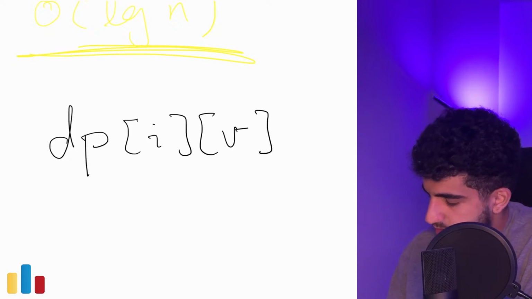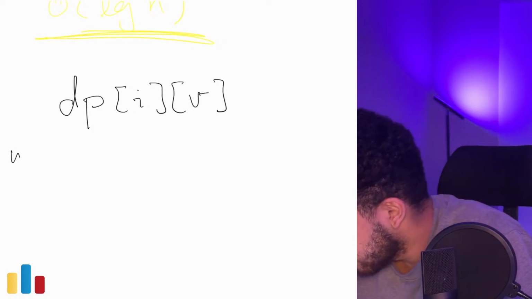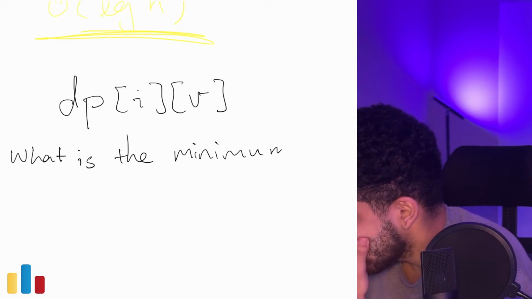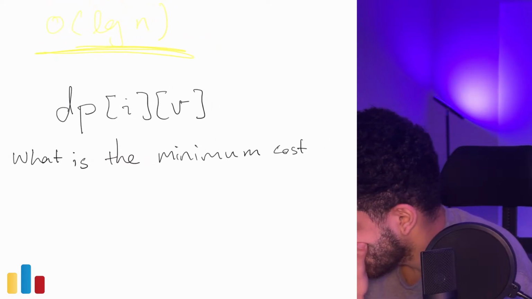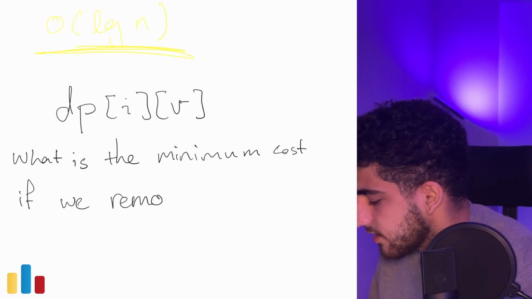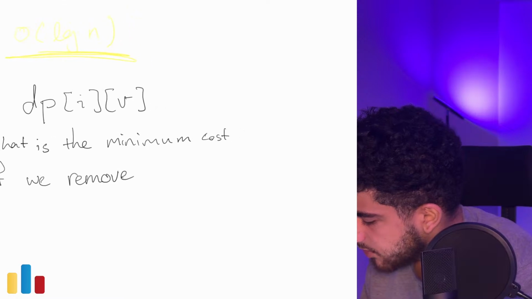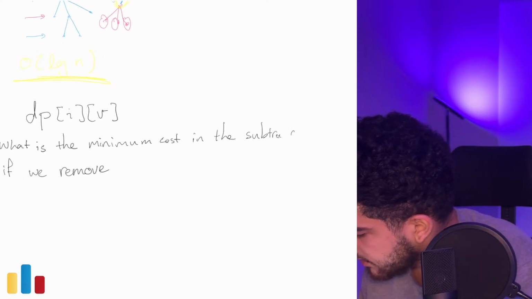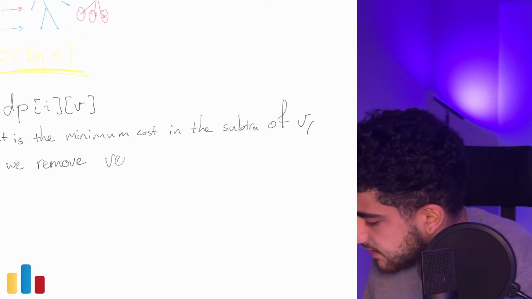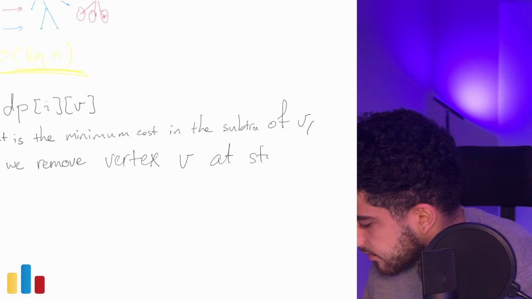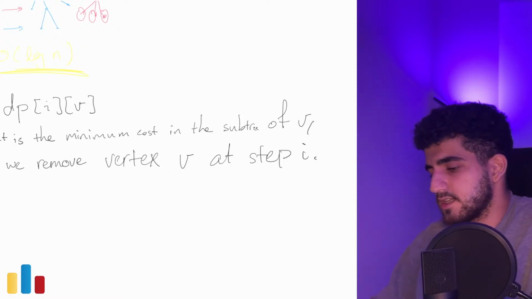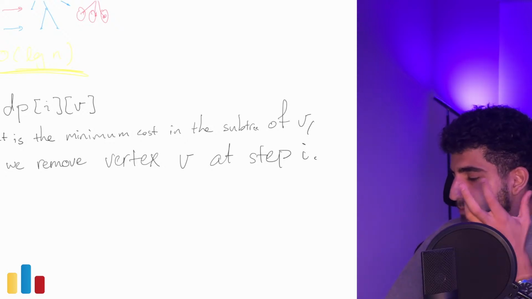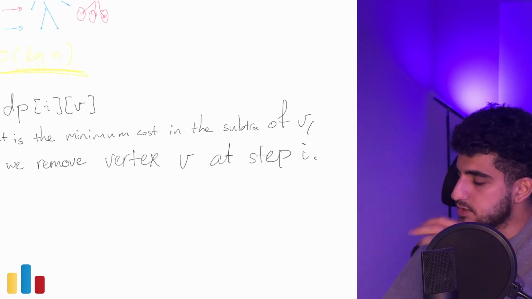which says what is the minimum cost, the most optimal way, if we remove vertex v at step I, in the subtree of v. Okay, I see that some of you have understood the solution so far. So that is the main idea. dp of I and v is the minimum possible cost in the subtree of vertex v if vertex v is going to be removed at step I.